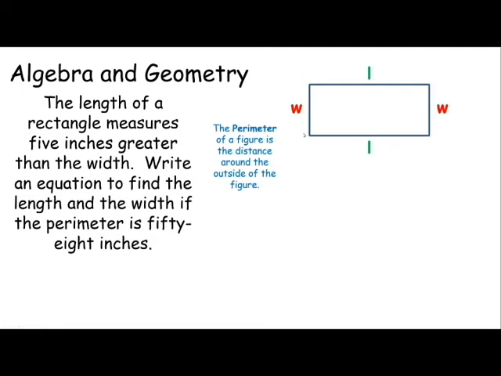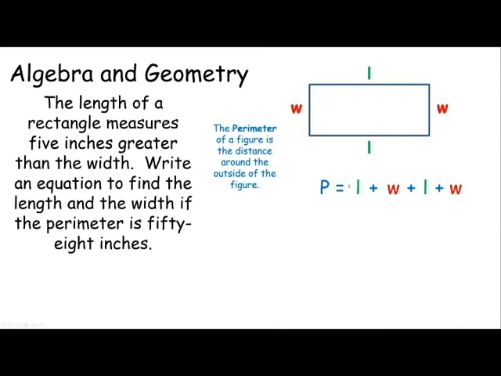We also need to make sure we know the definition of perimeter. The perimeter of a figure is the distance around the outside of the figure, which means if I want to know the perimeter of this shape, I'm going to have to add together all 4 sides. That's the length plus the width plus the length plus the width. If you add all 4 of those together, that should give you the perimeter. Let's see what else we know. The length of the rectangle is 5 inches greater than the width.